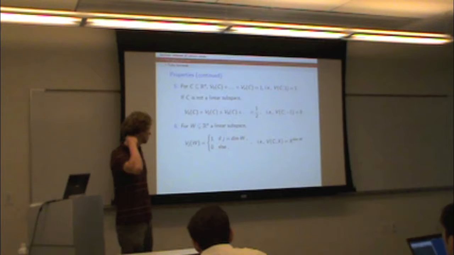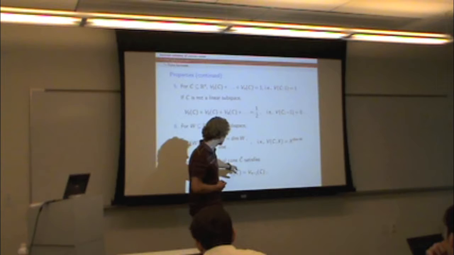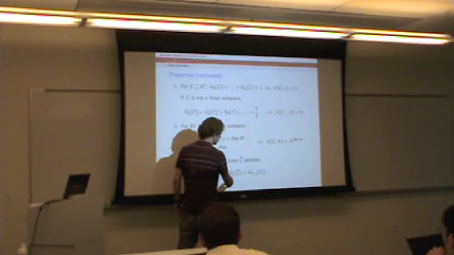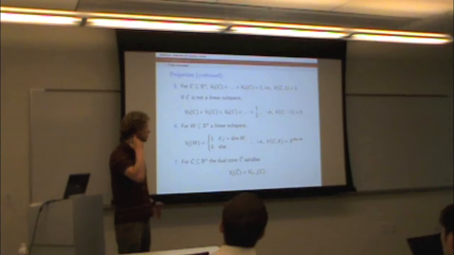Okay, and now we have this nice duality theorem, which says that if we go from a cone C to the dual cone, then the intrinsic volumes just reverse. So the zeroth intrinsic volume, which was just the volume of the dual, is now, the dual of the dual is again the primal cone, and so, yeah, this holds also for all the other intrinsic volumes. So we have a very nice duality relation in the intrinsic volumes also.